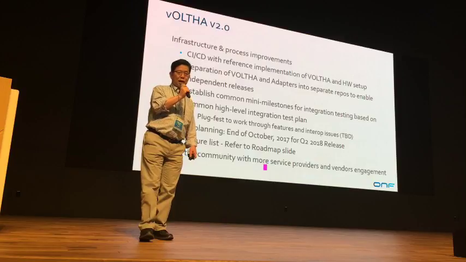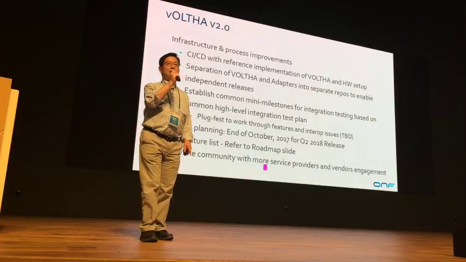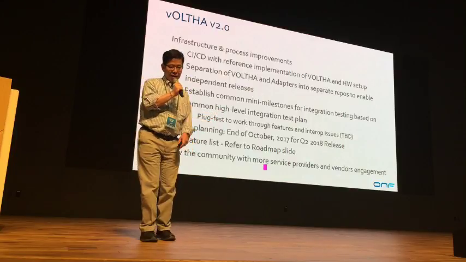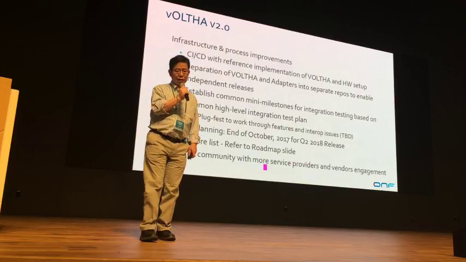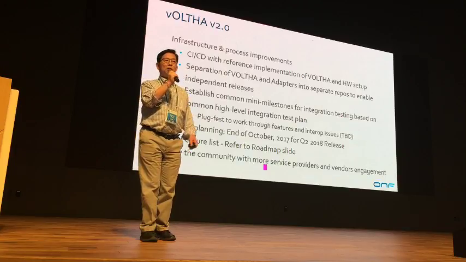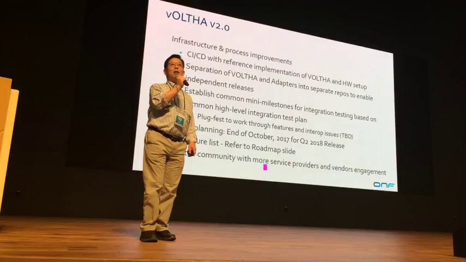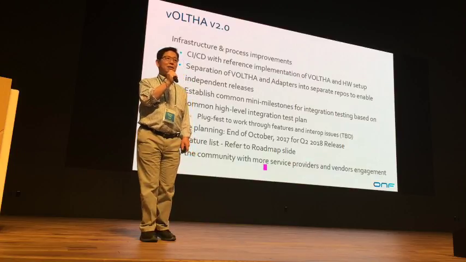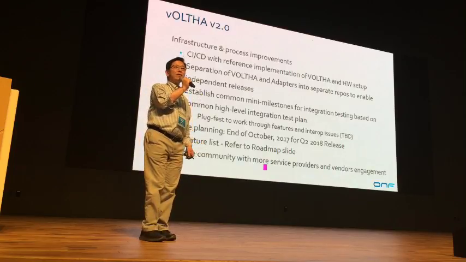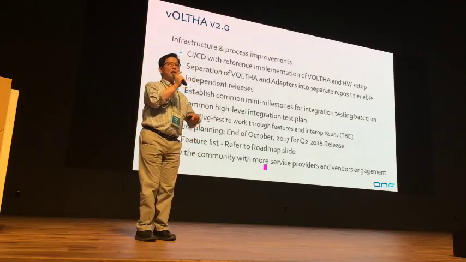And feature planning, as I mentioned, we have probably already started generating the list and reprioritizing it for Voltha 2.0, and you've already seen the feature list. And grow the community with more service provider and vendor engagement. Right now the main participants in the Voltha project are ONF, Ciena, Blue Planet, Adtran, Nokia, Radisys and Calix. Tibit is also part of the involvement. So we definitely need the community to grow in order to move the project forward smoothly.